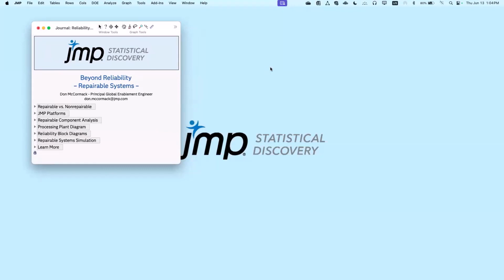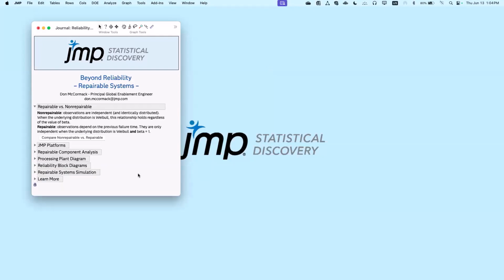Most of the stuff I'm going to present today is going to be in regular JMP. When we get towards the end, when we start to talk about the reliability of systems, I'll point out a couple of things that are available for JMP Pro users to be able to simulate those kinds of systems. But where I really want to start is what makes repairable system reliability different.